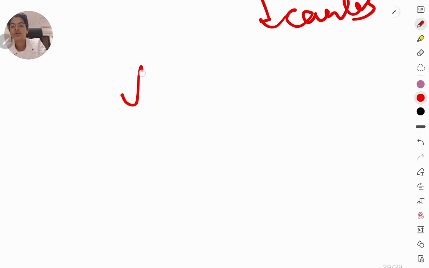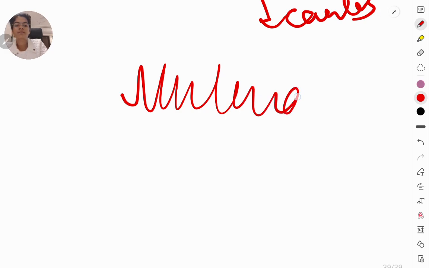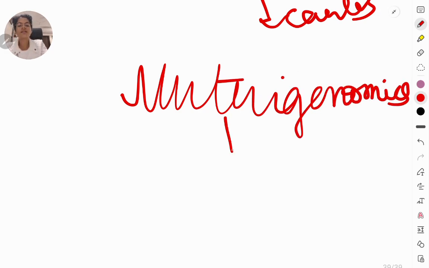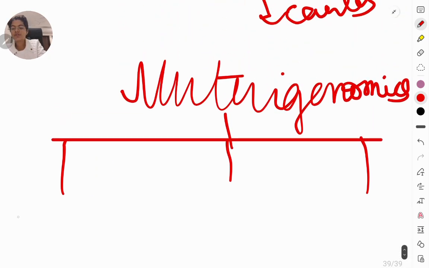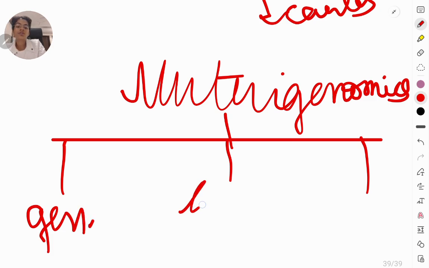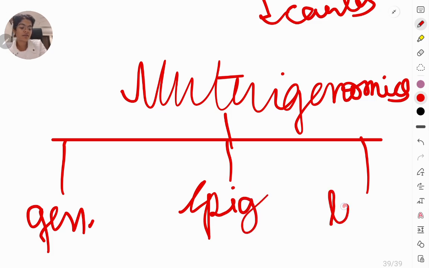Now if we see, there is nutrigenomics. Nutrigenomics has 3 areas. It is the new field in nutrition. First is nutritional genetics. Then second is nutritional epigenetics. Then third is nutritional transcriptomics.